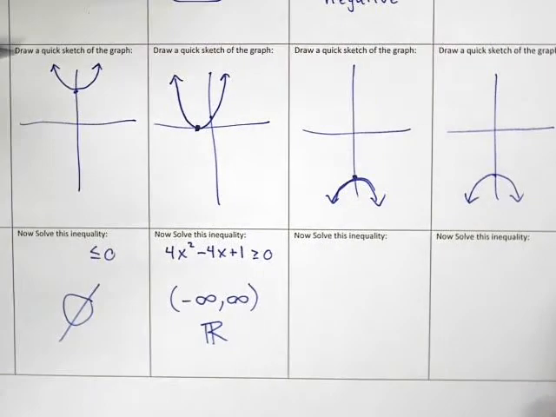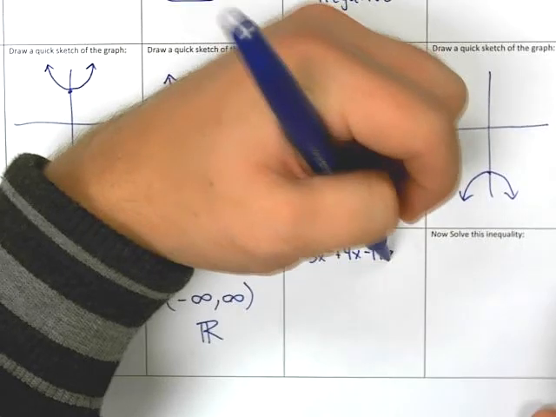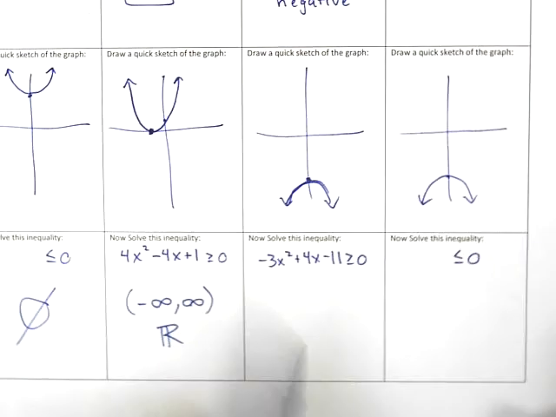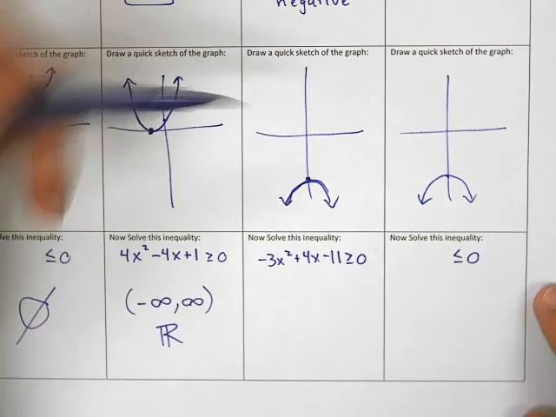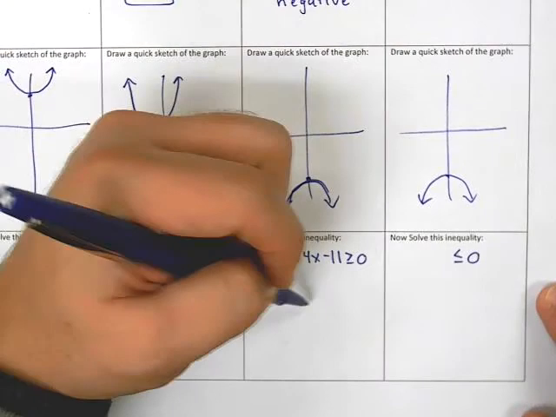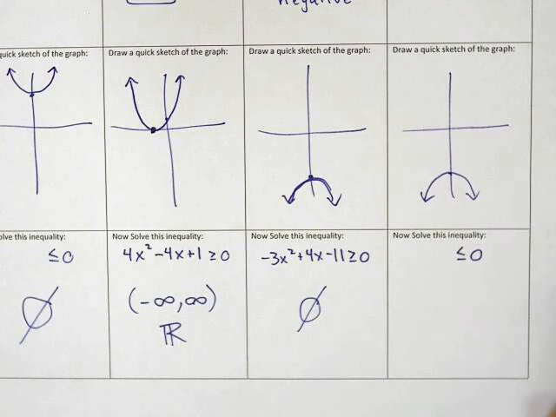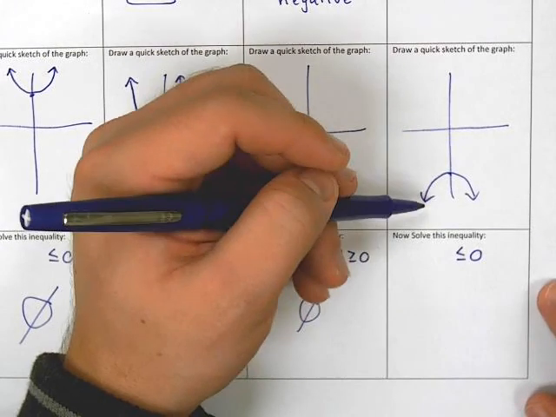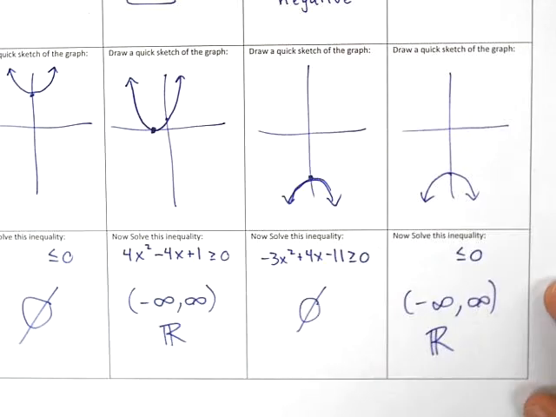And now for the last two, negative 3x squared plus 4x minus 11 is greater than or equal to 0, or less than or equal to 0. All right. Where is this graph greater than or equal to 0? Nowhere, right? It's all below. It's never above. So that is a no solution situation. Where is it less than 0? Well, similarly to our very first box, this is always below the x-axis. It's always below 0. It's always negative. So here we would say negative infinity to infinity, or all real numbers.